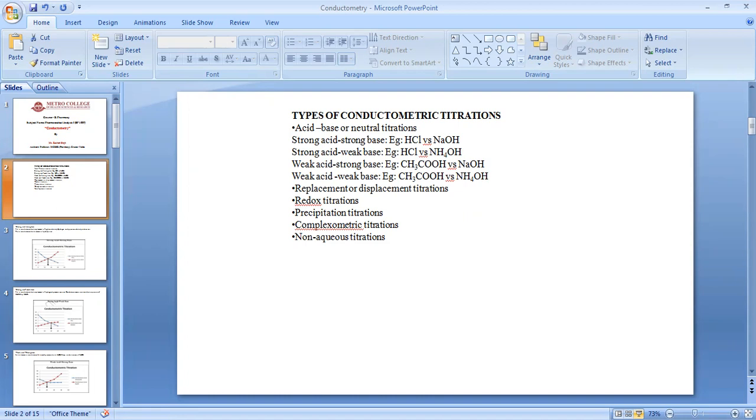Second titration is replacement or displacement titration. Third, redox titration. Fourth, precipitation titration. Fifth, conductometric titration. And last one is non-sequence titration.